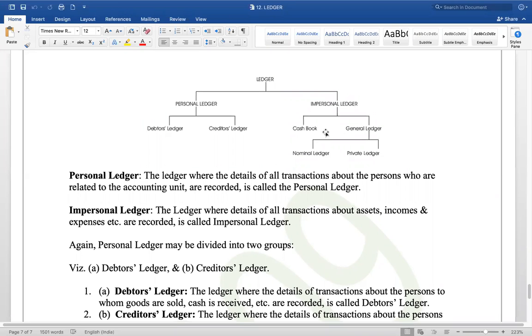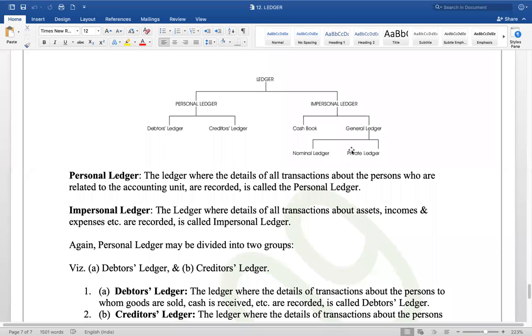Cash book has three types, or four to be more specific. There's a single column cash book, double column cash book, triple column cash book. Single column cash book has only a cash column. Double column has a discount column added along with the cash column. Triple column cash book has cash column, bank column, and discount column. In addition to these three, you have one more book called petty cash book. So this is all about cash book, right?